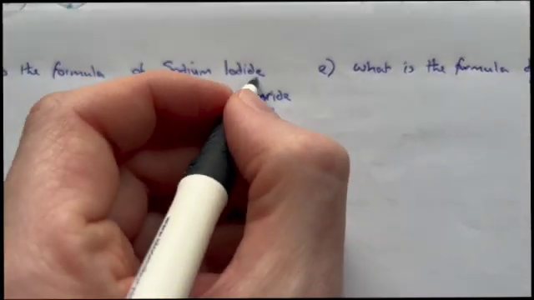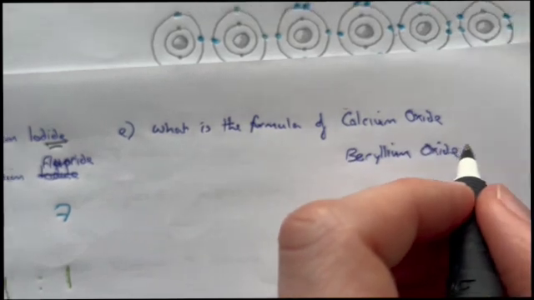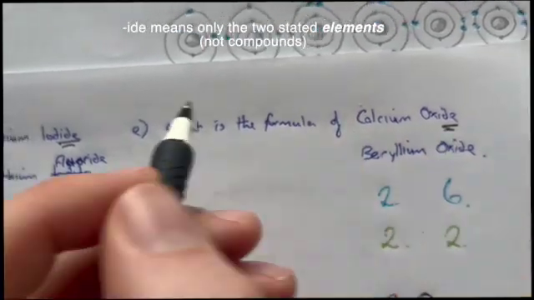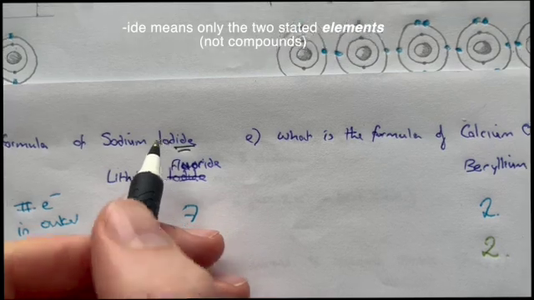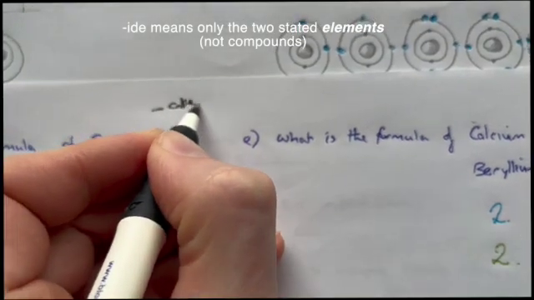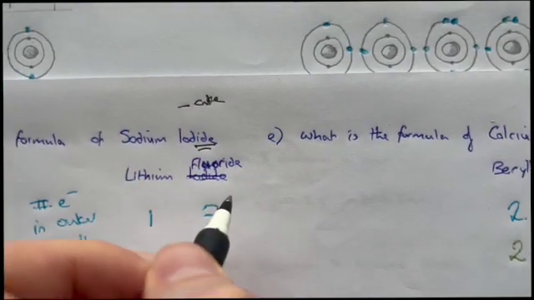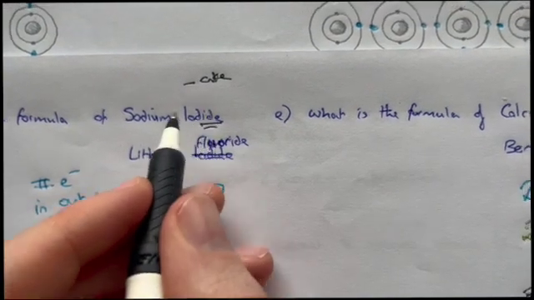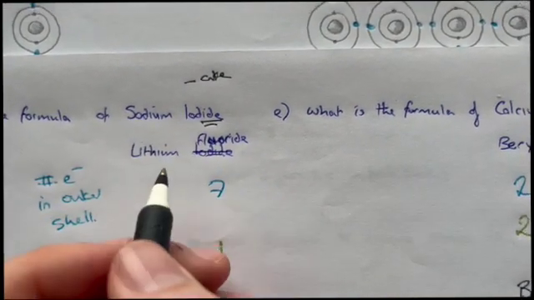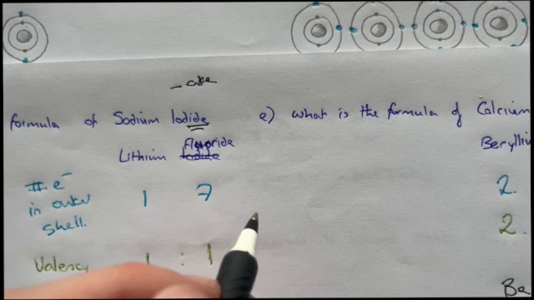I should have said, sorry, of course, that the "-ide" on both of these means that only the 2 stated elements are in the compound. If it had "-ate", it would mean that there was also some oxygen involved in the mix. But with "-ide", it's only the sodium and the iodine, or in this case, the lithium and the fluorine.